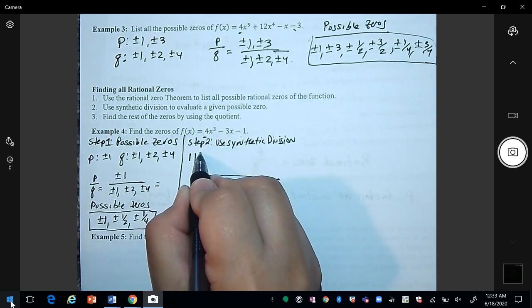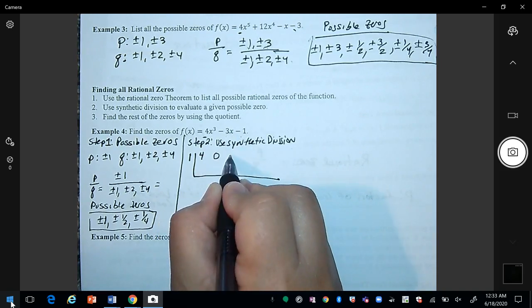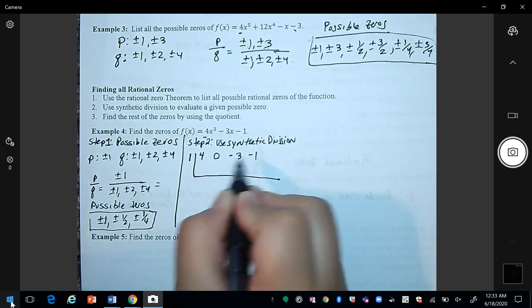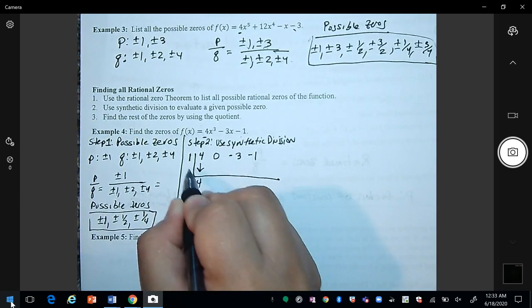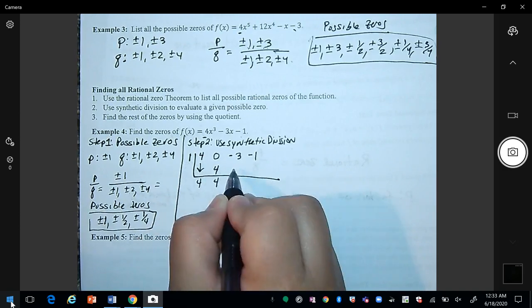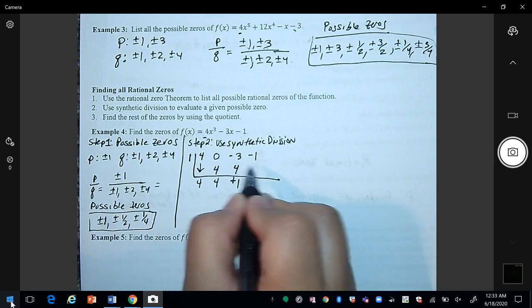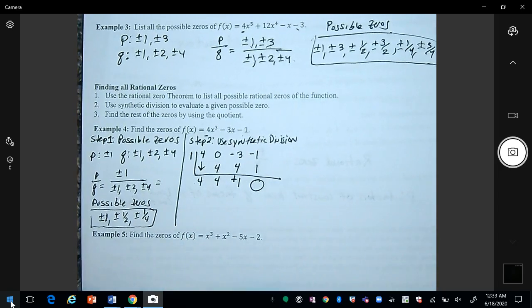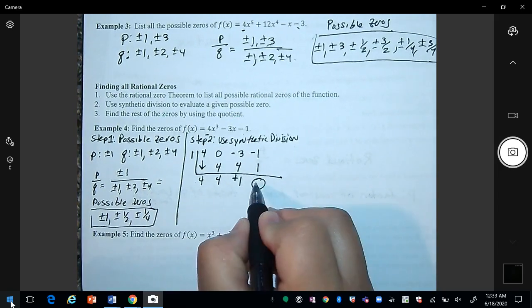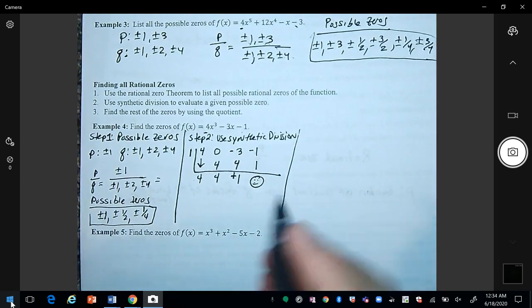So we have a 4. There's no x squared, so I need a 0. Then -3 and -1. Bring down the 4. 1 times 4 is 4. 4 plus 0 is 4. 1 times 4 is 4. Plus -3 is 1. 1 times 1 is 1, so we get a 0. If we get a 0, then that should make us happy, because that means that we have 1 zero, and now we can move on to step 3.